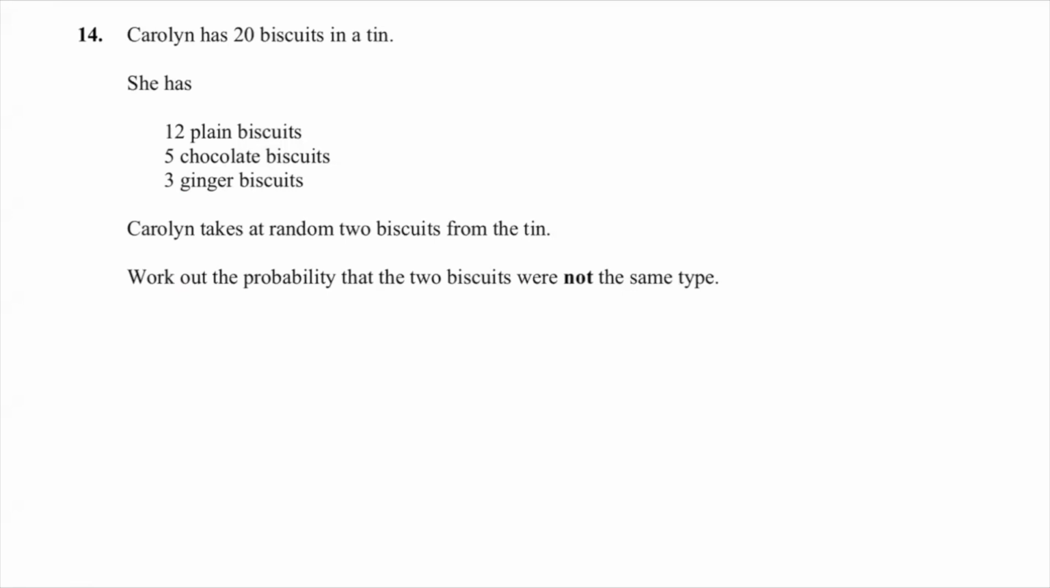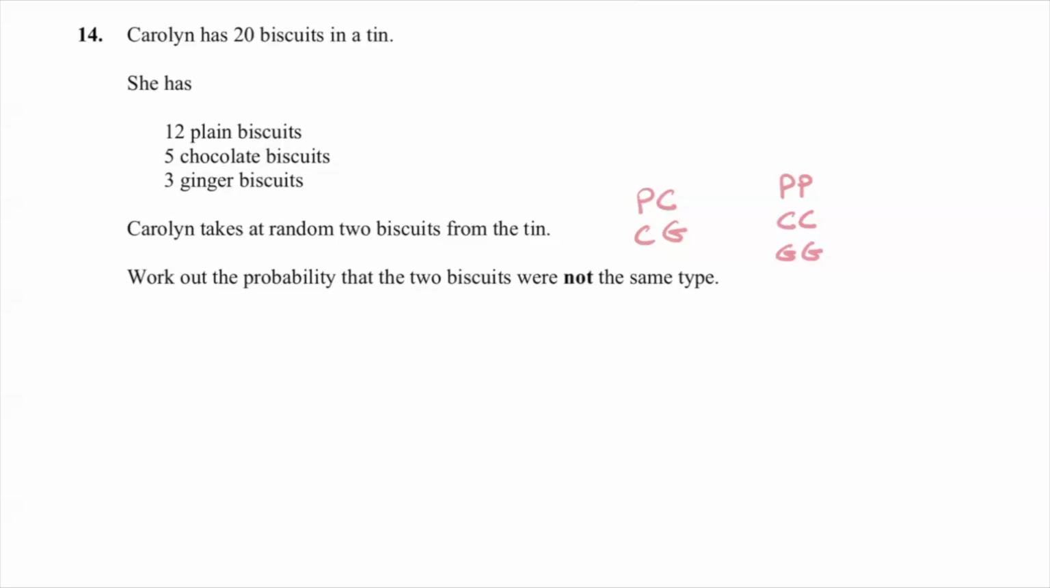Okay, so it could have been a plain with a chocolate or a chocolate with a ginger, but what it cannot be is a plain and a plain, or a chocolate and a chocolate, or a ginger and a ginger. Now, when I think about all the outcomes, there's 3 that I technically don't want, and there are going to be a lot that I do want. I can draw a probability tree diagram in full and I can find all of those out.